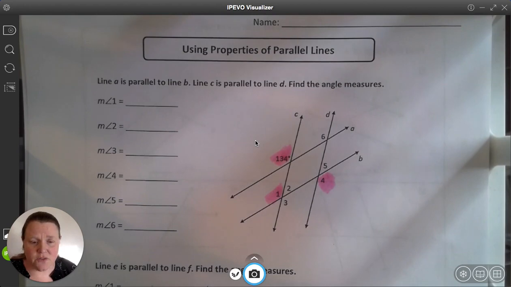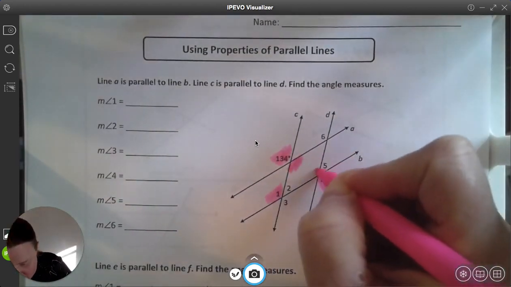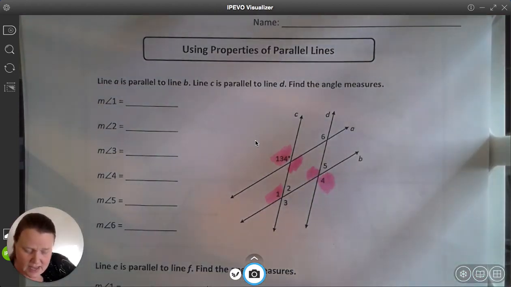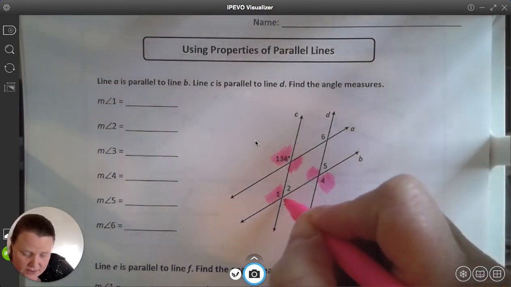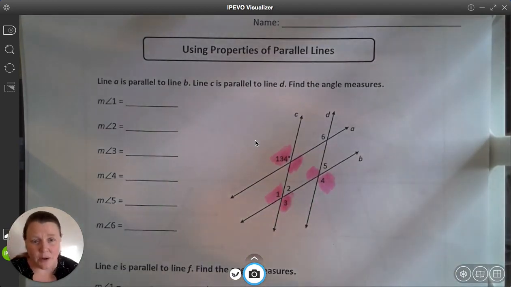Now we also know due to vertical angles that these two would be equal as well, even though we're not asked to find those at this particular moment. And angle 1 and angle 3 would be vertical angles, and we will need to know that one. So now we're missing one set. So you should know where the other set of pink lines go.